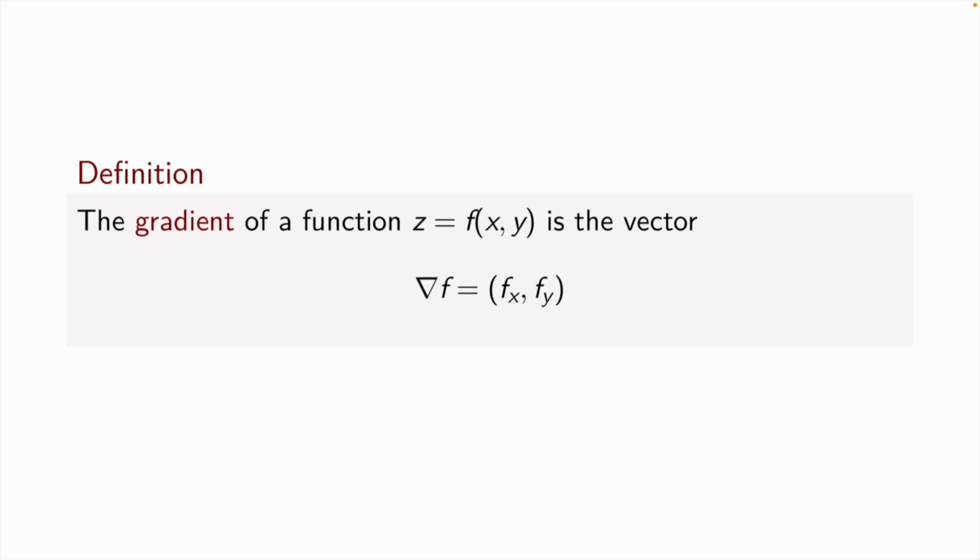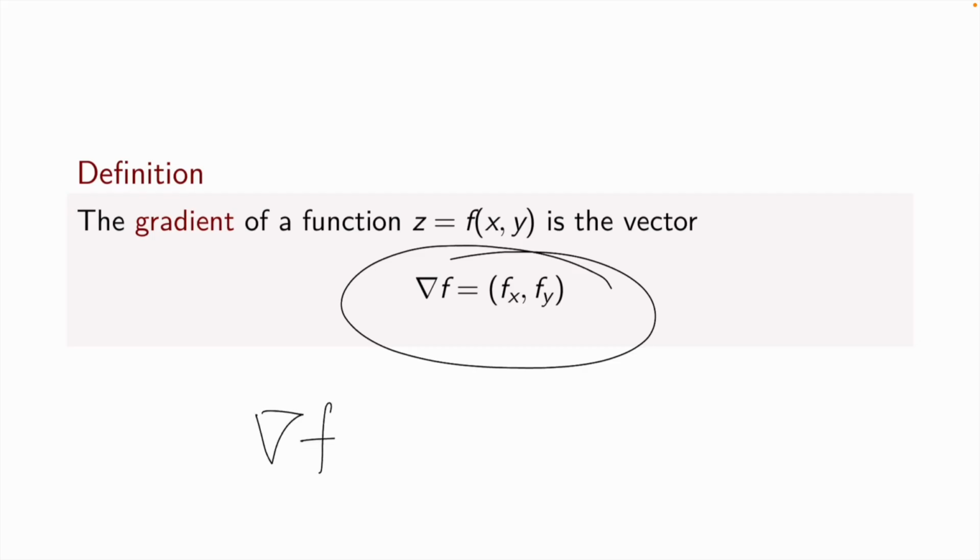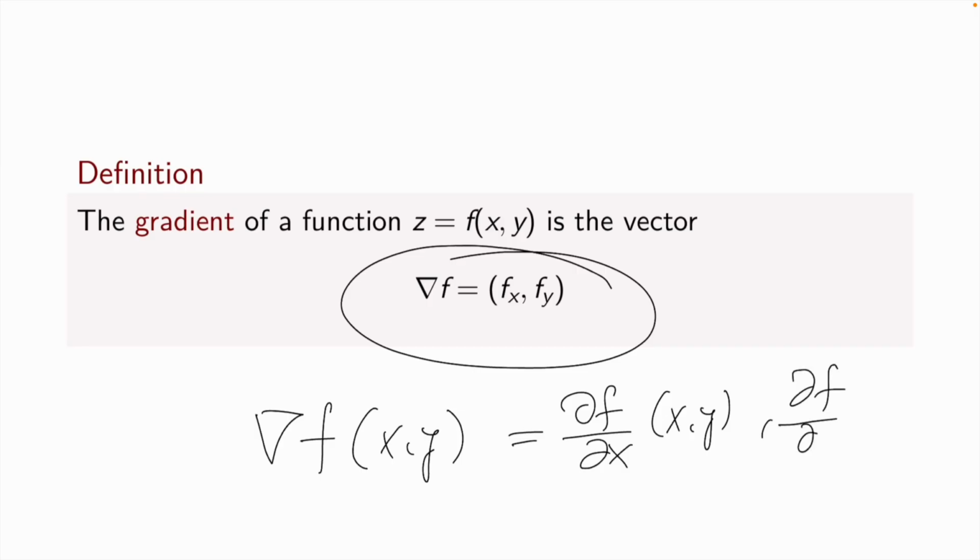This is one of the most important vectors in multivariable calculus. It's called the gradient of the function, and the gradient is a vector whose components are just the partial derivatives. This is in general for any (x, y), so we can say that the gradient at (x, y) is just the derivative of f with respect to x at (x, y) and the derivative of f with respect to y at (x, y).